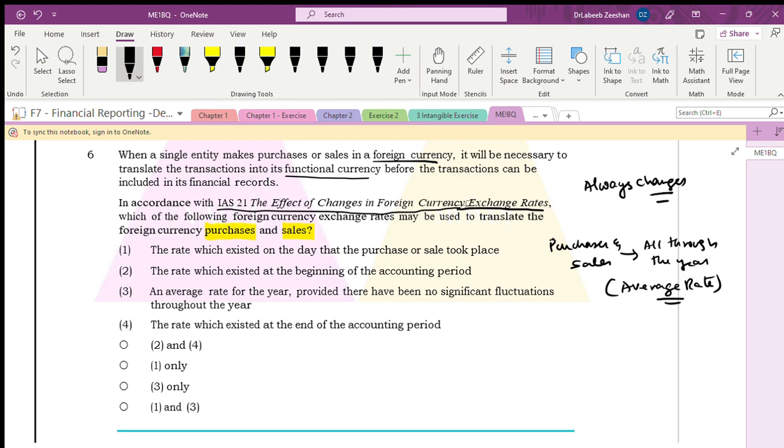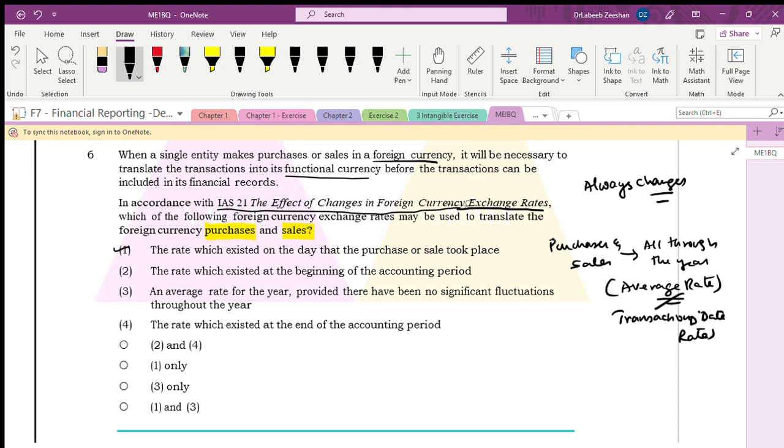Do we have to take the average rate, or what is the option? We have to take the transaction date rate. Very clearly, what it says is the rate which existed on the day the purchase or sale took place. Means we are talking about the transaction day.